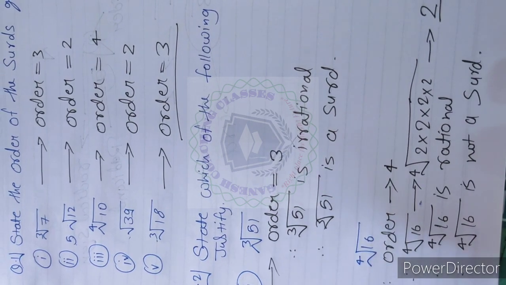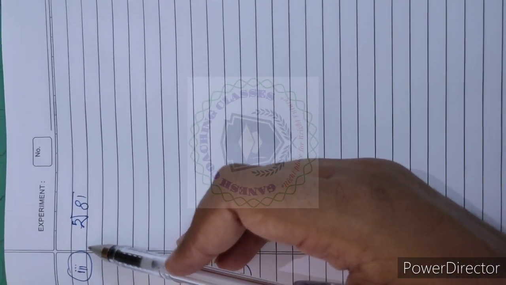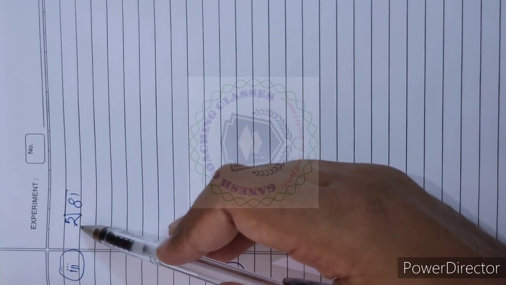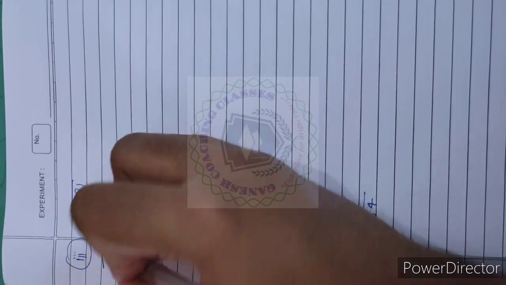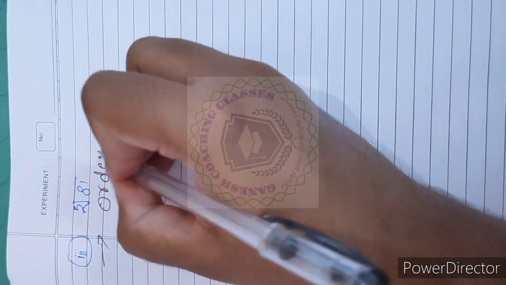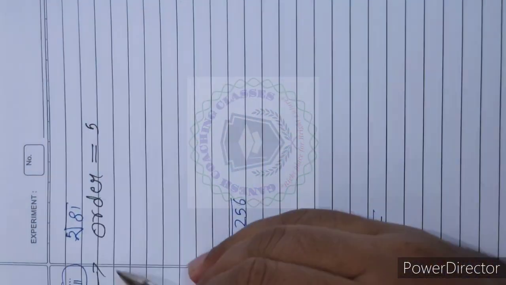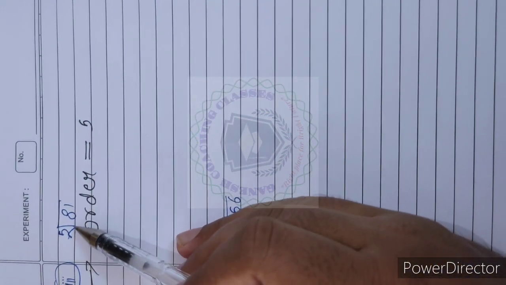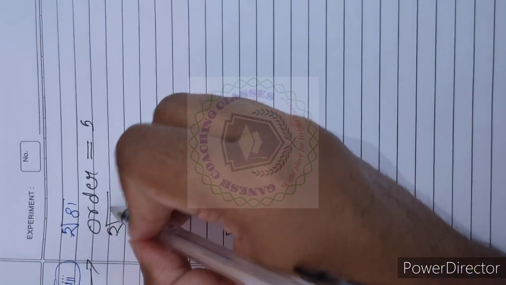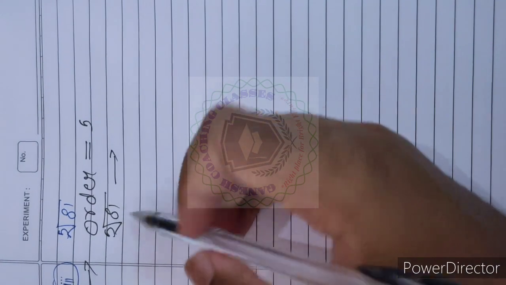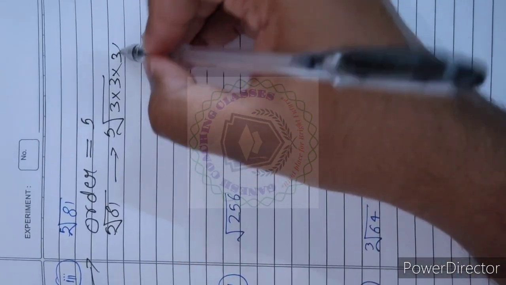Understood how to do this? Let's move to question number 3. So here in question number 3, what is given here? 5th root of 81. First of all, we will write the order. What order is given here? 5, because it is the 5th root. And let's simplify this: the 5th root of 81, where 81 can be written as 3 into 3 into 3 into 3.